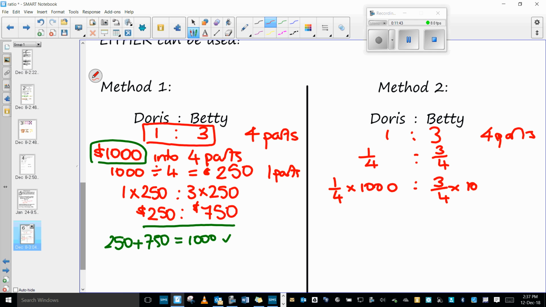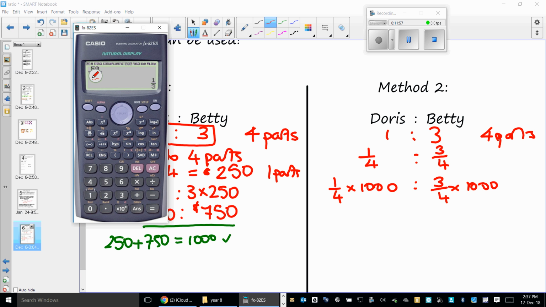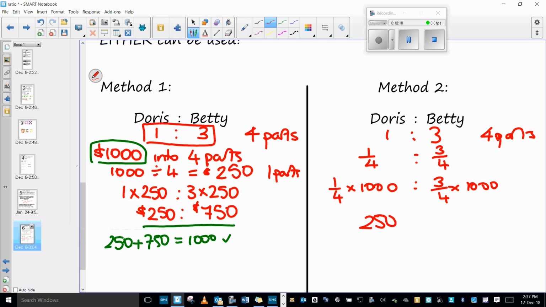Remember, when we're finding fractions of amounts, we take our fraction and we multiply by the amount. So we're going to type that in our calculators. 1/4 multiplied by 1,000 gives us 250. And we know what this one's going to be. And again, you can do that final check. Okay? So there's our two methods. You can write both of them or one of them. It's up to you.